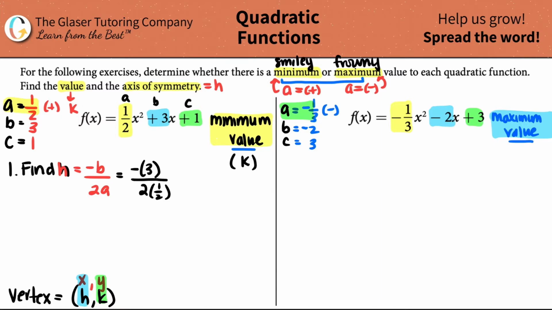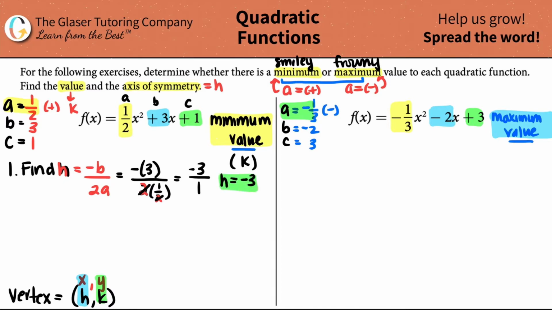Let's do the math. I have a 2 on the bottom of my denominator, right? And I have a 2 in the denominator, so I can simplify 2 and 2. I could just get rid of this and say that it's 1 and 1. So this would be just negative 3 divided by 1. So my h value here would be a negative 3.